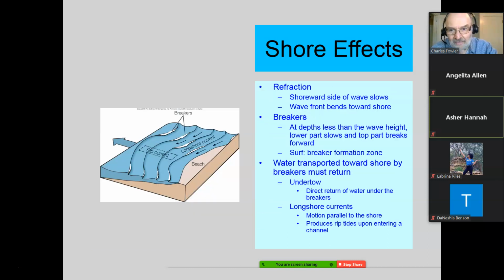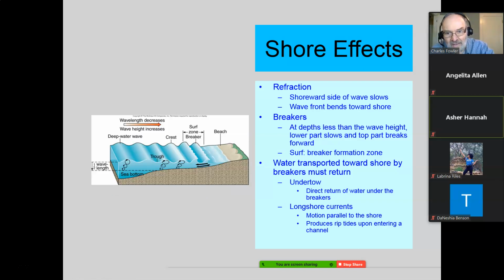I think the best one is probably this one here. You see, those waves came in straight, and because the shore is uneven here, it bends toward the shore here, toward the shore here, so you have bends in the wave. When they were coming in, they were parallel, in a line. As they get close to shore, you get the bending. That's what they mean by refraction. The shoreward side slows down, and the wave front bends toward the shore here, and also toward the shore here. This part here bulges out.